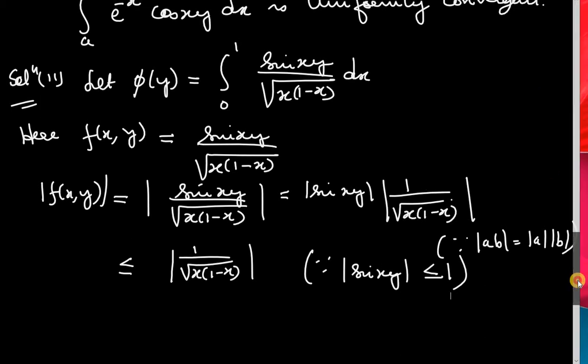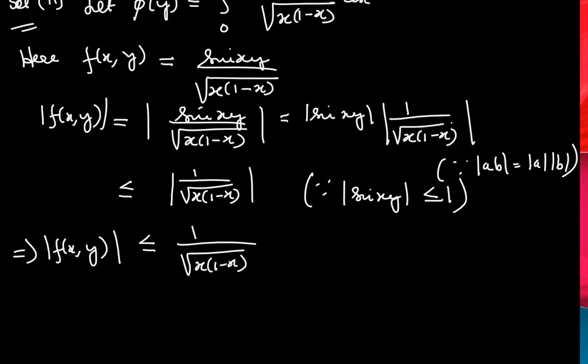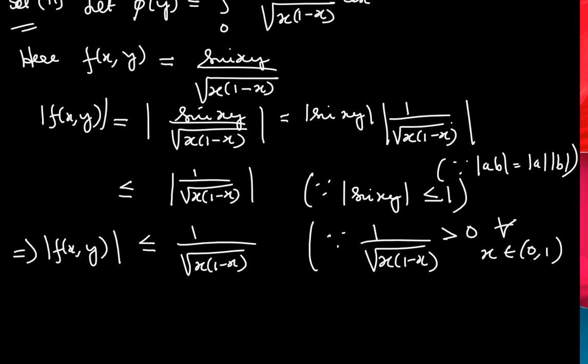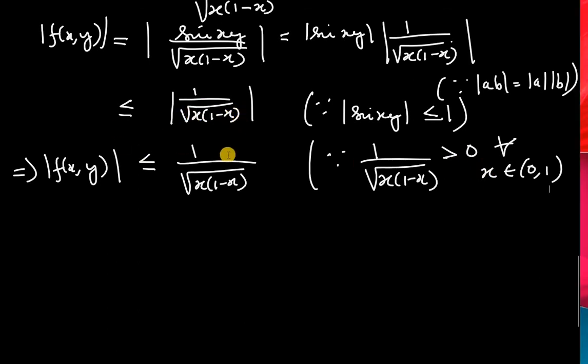So next, this will imply that mod f(x,y) is less than or equal to 1 by square root of x into (1 minus x). Why am I omitting the modulus function here? Since 1 by square root of x into (1 minus x) is always greater than 0 for every x belonging to the open interval (0, 1). Because in the interval 0 to 1, it is always positive, and modulus of a positive function is that function only. So we can omit this modulus function. Finally we have mod f(x,y) less than or equal to this one.